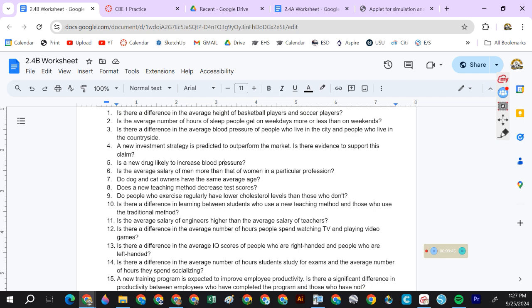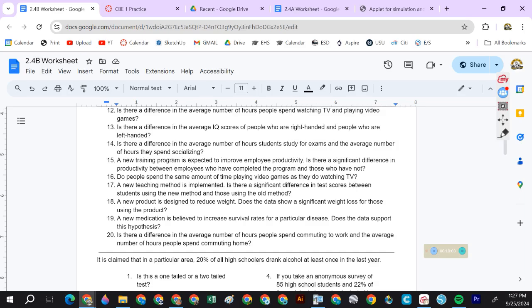11. Is the average salary of engineers higher than the average salary of teachers? One-tailed. 12. Is there a difference in the average number of hours people spend watching TV and playing video games? Two-tailed. Okay, 13. Is there a difference in the average IQ scores of people who are right-handed and people who are left-handed? Two-tailed. 14. Is there a difference in the average number of hours students study for exams and the average number of hours they spend socializing? Two-tailed.